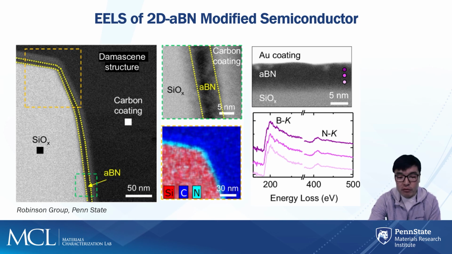However, if we just do a very simple EELS line scan across this layer, we can confirm this layer is indeed boron nitride, no problem. We can see both boron and nitrogen edges very nicely. This layer is boron nitride, no problem.